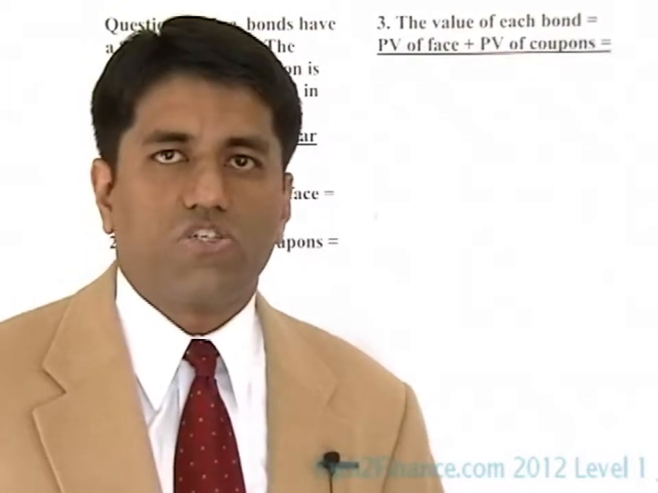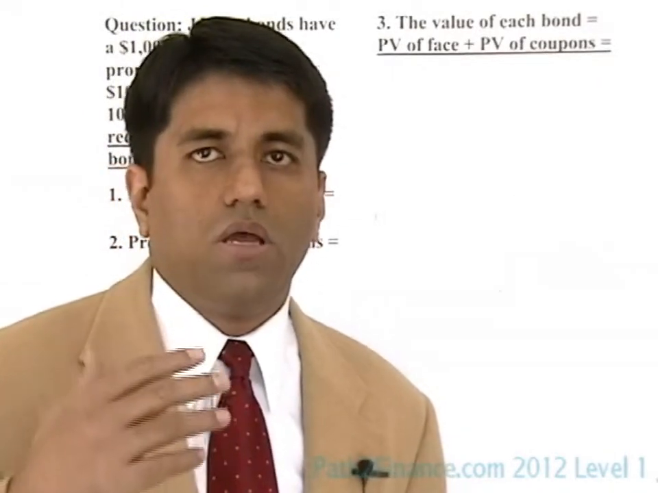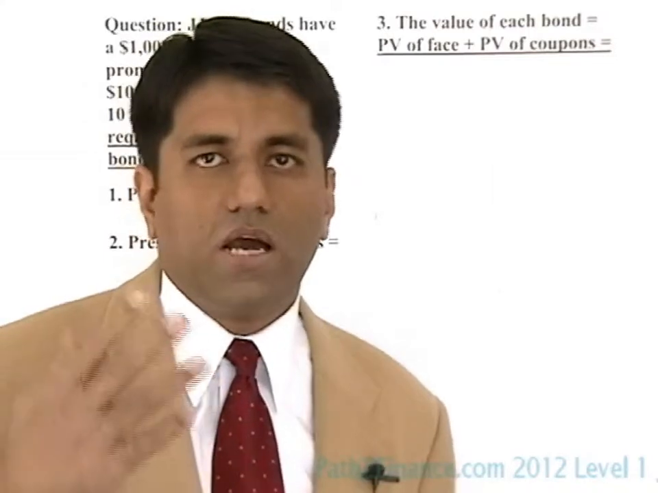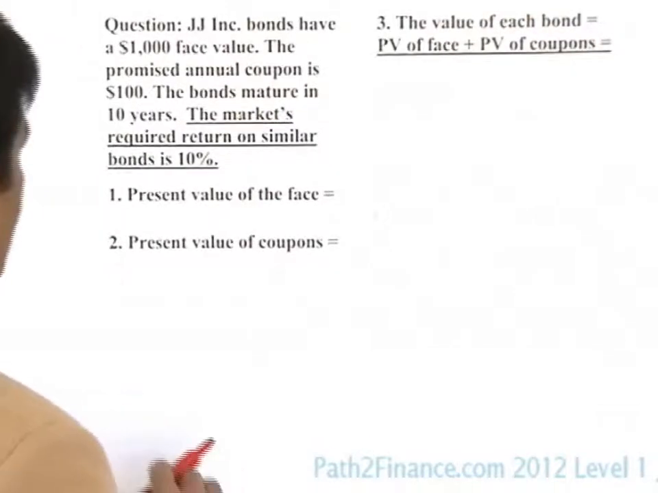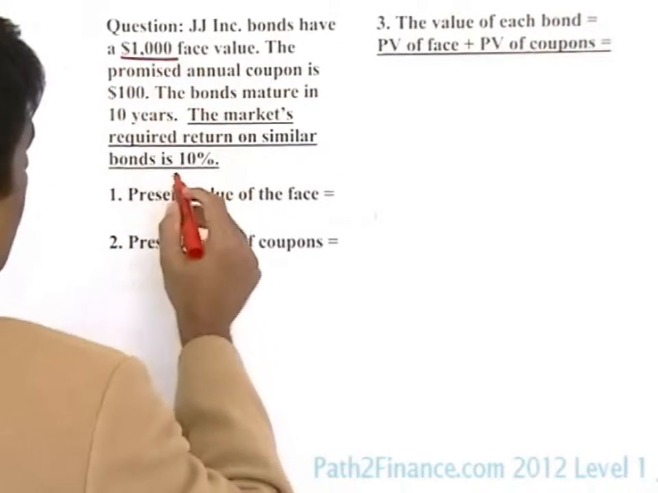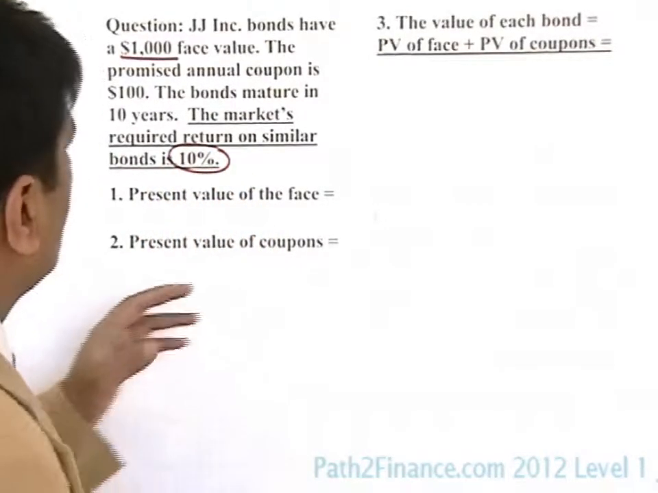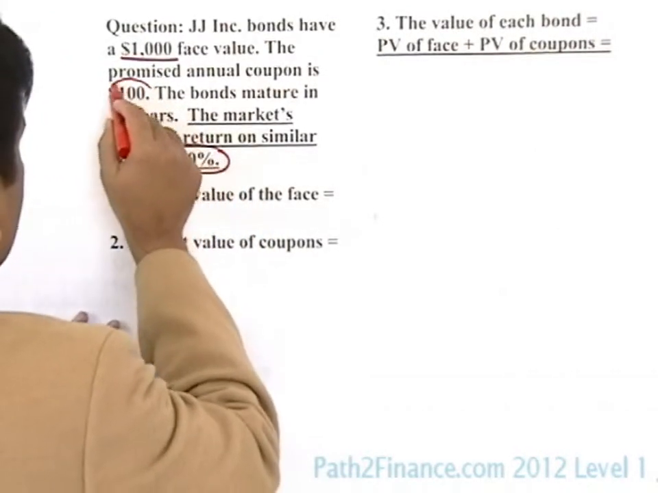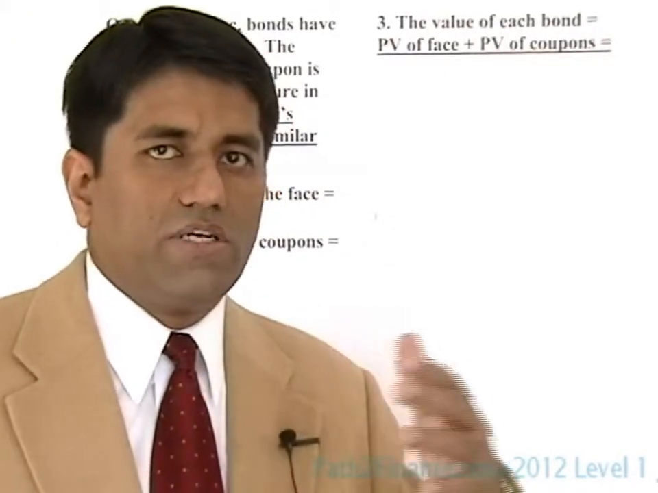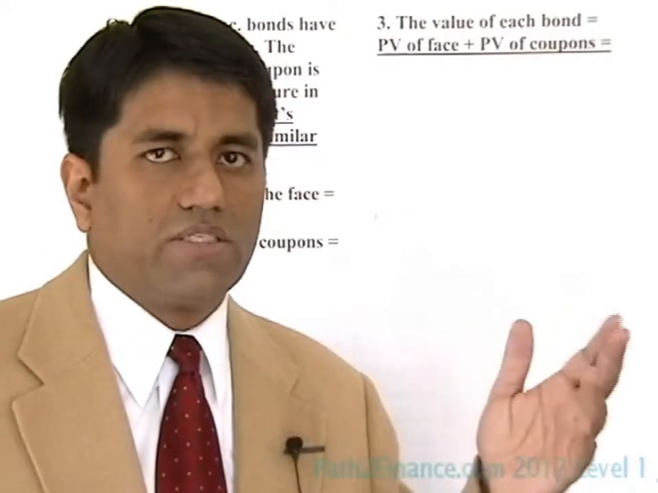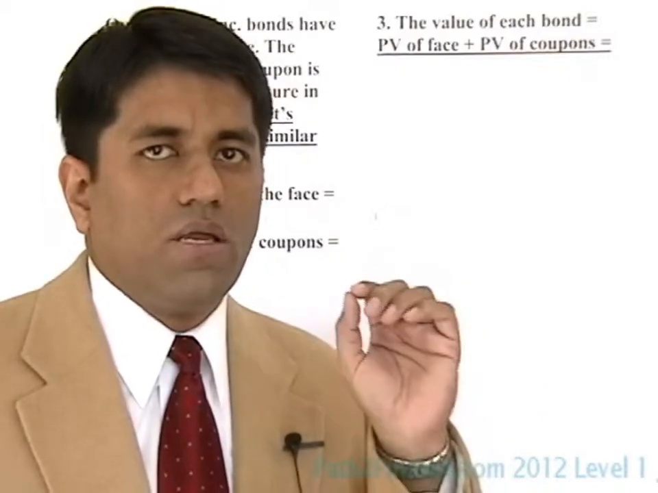Now we're going to do a question in which you will have three different yields to maturities for a bond, and we'll see how the price changes. So first we have the bond with $1,000 face value, and the yield to maturity is 10%. The annual coupon is $100. So the required rate of return for these bonds is 10%, and the coupons are also 10%.